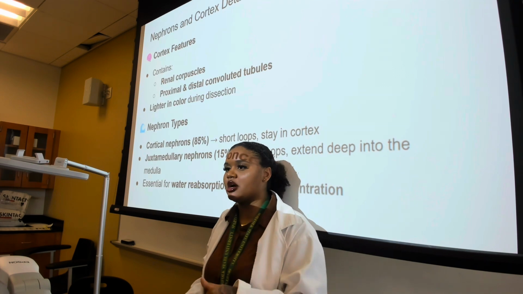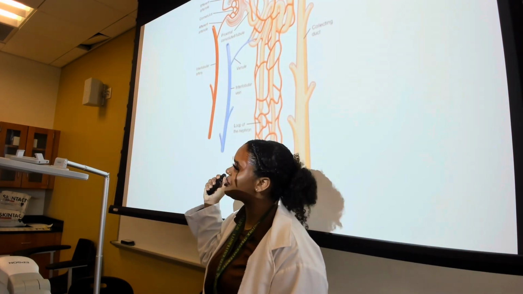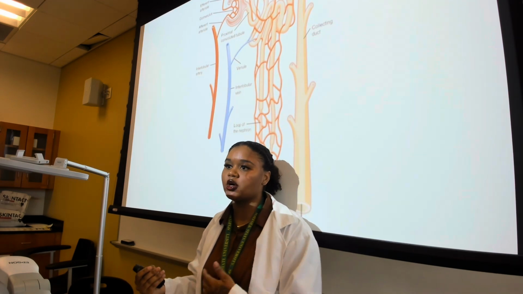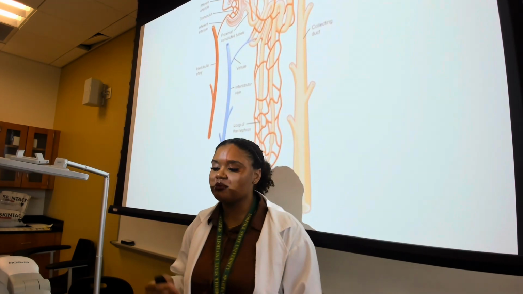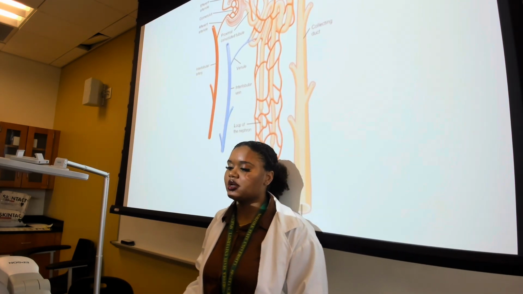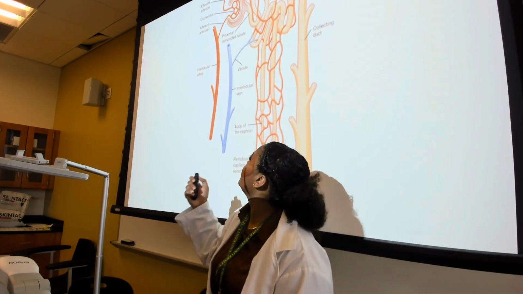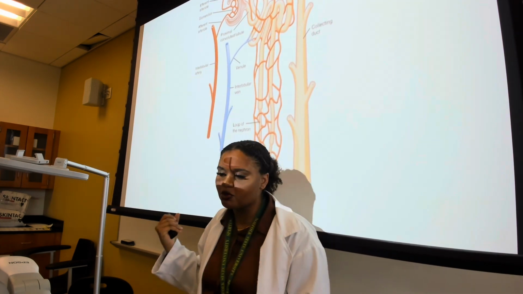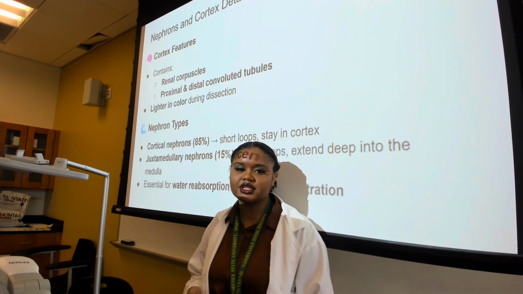So the further down the loop of Henle, which I'll show right here, as it descends, it becomes more and more concentrated because water's leaving. And then as the loop of Henle ascends, it becomes less and less concentrated. The urine actually becomes more dilute because now the solute is leaving, okay? And then the collecting duct, that's where it becomes more concentrated, which is why you get your yellow pee, because more water's leaving. And we'll get into that.